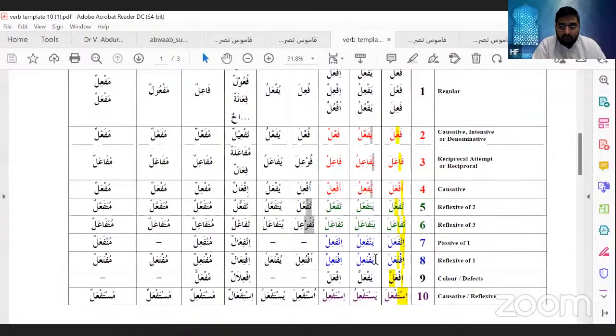Ifta'ala, yafta'ilu, ifti'alan. So ifta'ala. So here, remember the fa, ayn, lam. These are the root letters of the 3-letter verb. All verbs are 3 letters minimum. And then, how many letters have been added? Ifta'ala. We can see the alif is additional and the ta is additional. So ifta'ala, yafta'ilu.